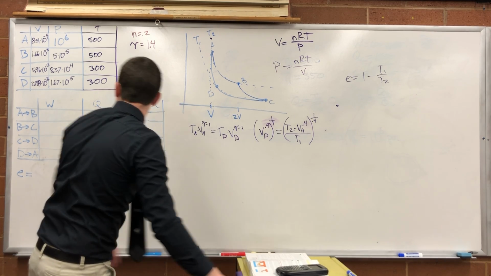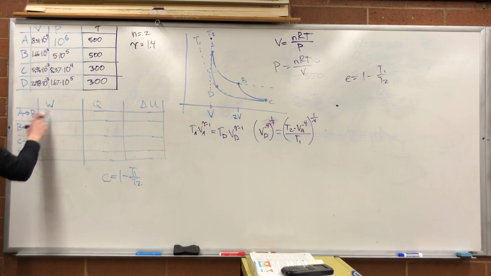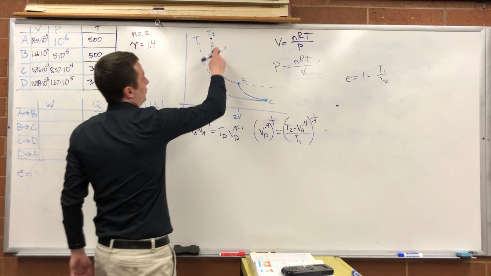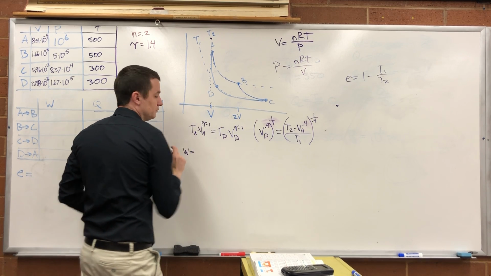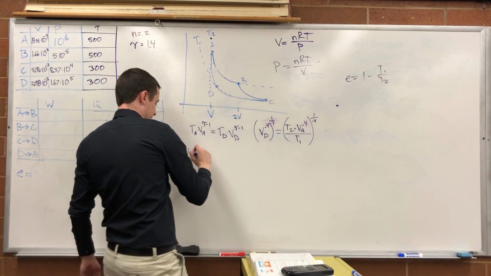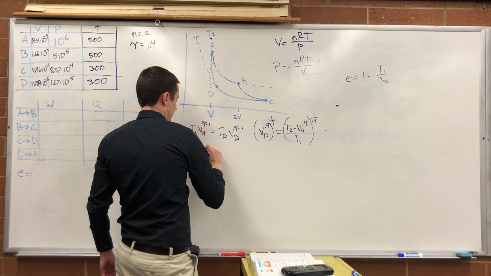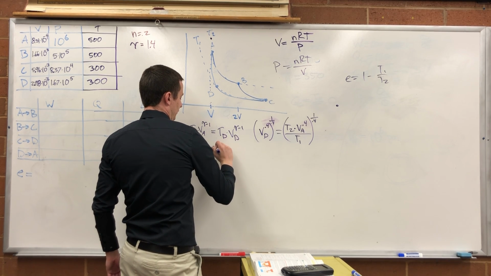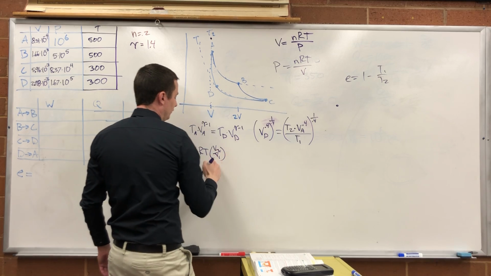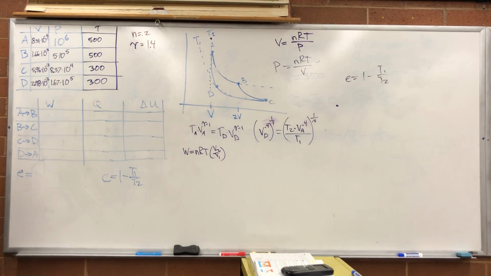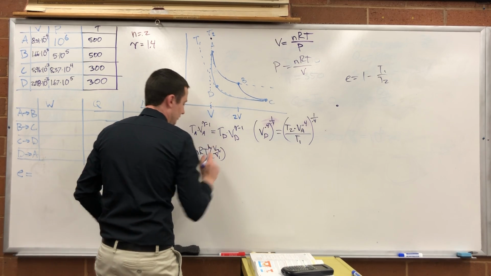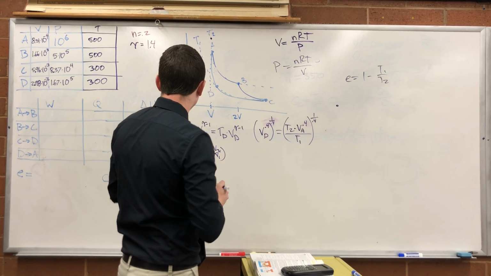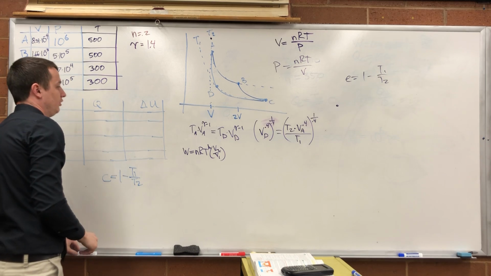Because now we need to populate this table. Okay, so the work in an isothermal process, how do we calculate the work done in an isothermal process? It is nRT times the natural log of V2 over V1, where V2 is our ending volume, V1 is our starting volume. Natural log, yes. So that's how we can calculate our work in each of these processes.